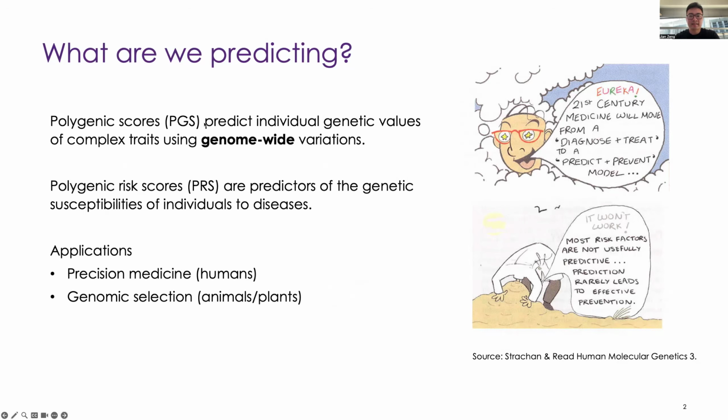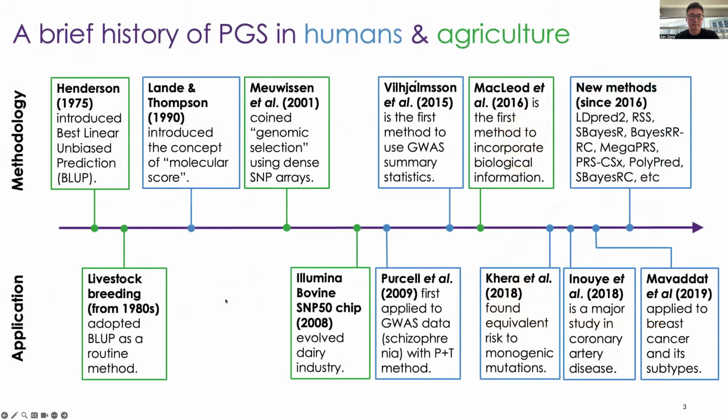The key idea is that we are not predicting single genes, we are aggregating information across the whole genome. In humans, this is increasingly relevant for precision medicine and prevention. In animals and plants, this idea is already routine and is known as genomic selection. It has been used in breeding programs for decades.